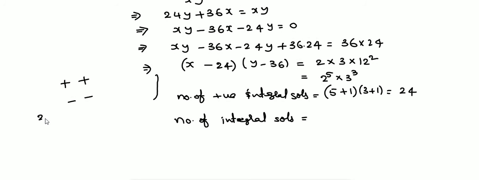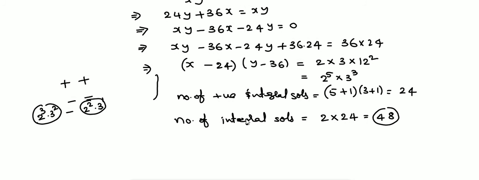For instance, your choice is 2 cube, 3 square, this is x. The second choice is 2 square and 3 power 1. So the product is 2 power 5, 3 power 3. At the same time, you can take minus 2 cube 3 square and minus 2 square 3. So each case is giving two possibilities. 2 into 24 would be the number of integral solutions for x - 24 and y - 36.